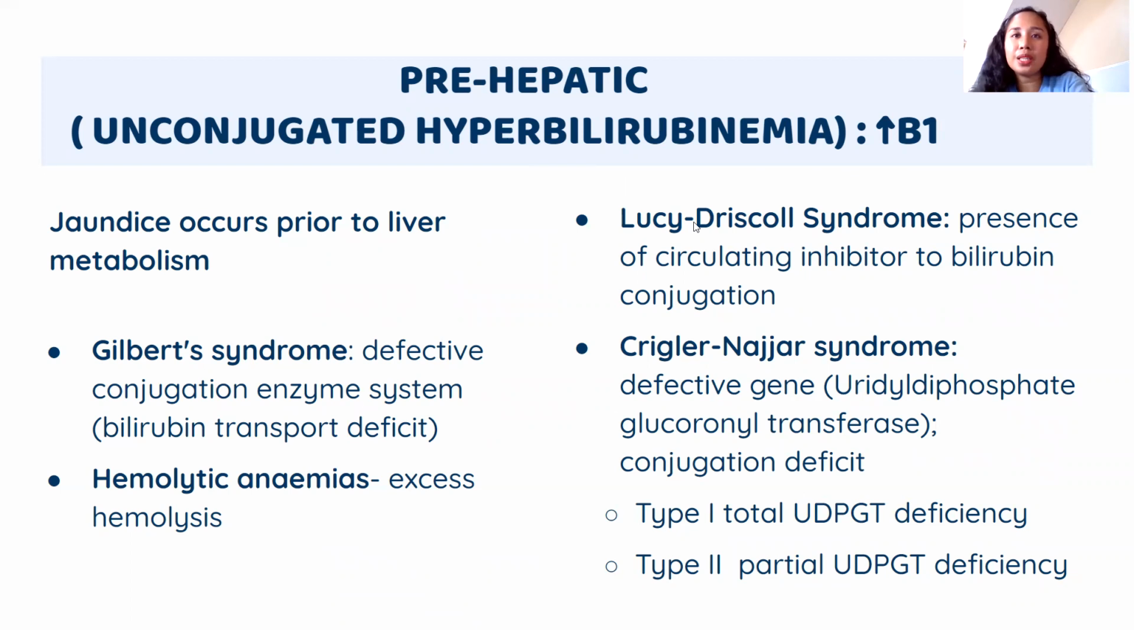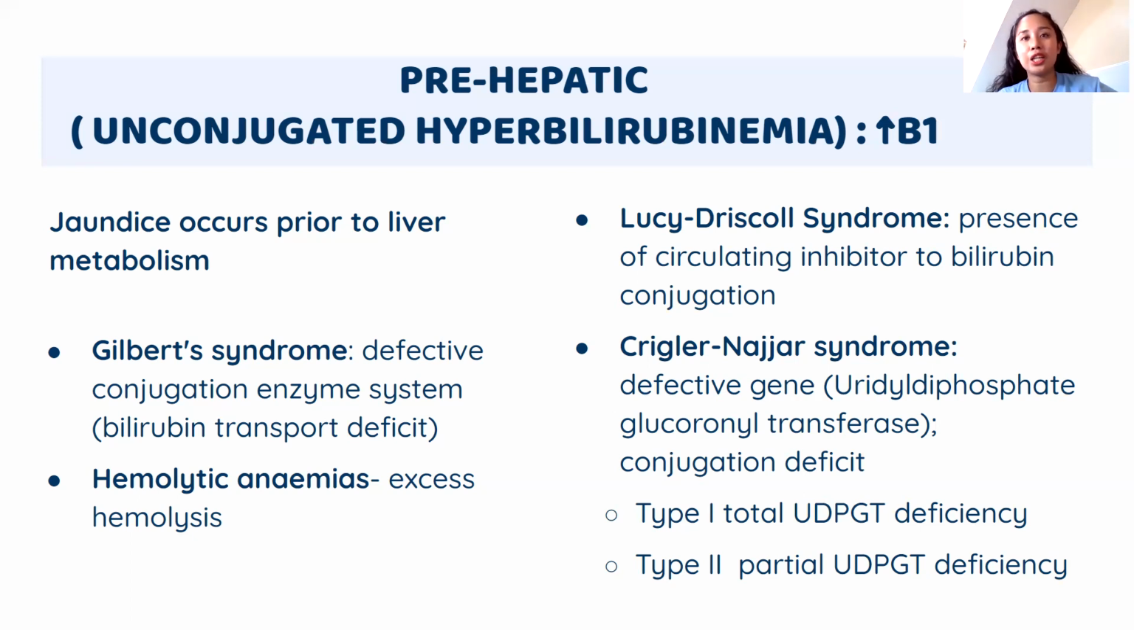Class, Lucey-Driscoll syndrome, presence of circulating inhibitor to bilirubin conjugation. So, for Lucey-Driscoll, it's a circulating inhibitor. It inhibits the process of conjugation. Imbis na mako-convert na itong unconjugated to conjugated, there's an inhibitor present.